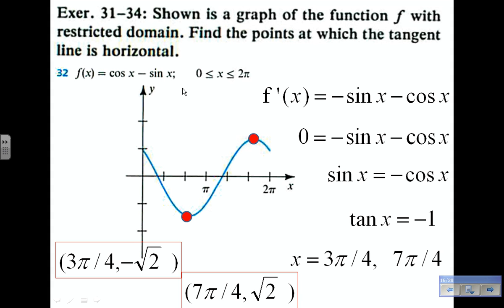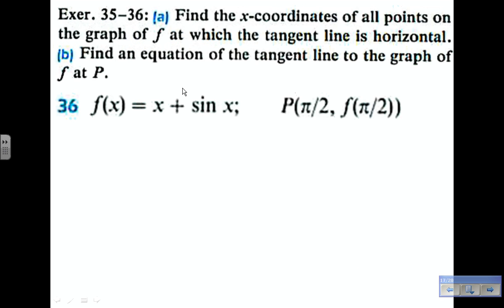Tangent line horizontal. Great shape. Okay, last one. This one is easier. This is a great unit circle question. F of x equals x plus sine of x. Find the x coordinates of all points on the graph at which the tangent line is horizontal. We've been doing that.